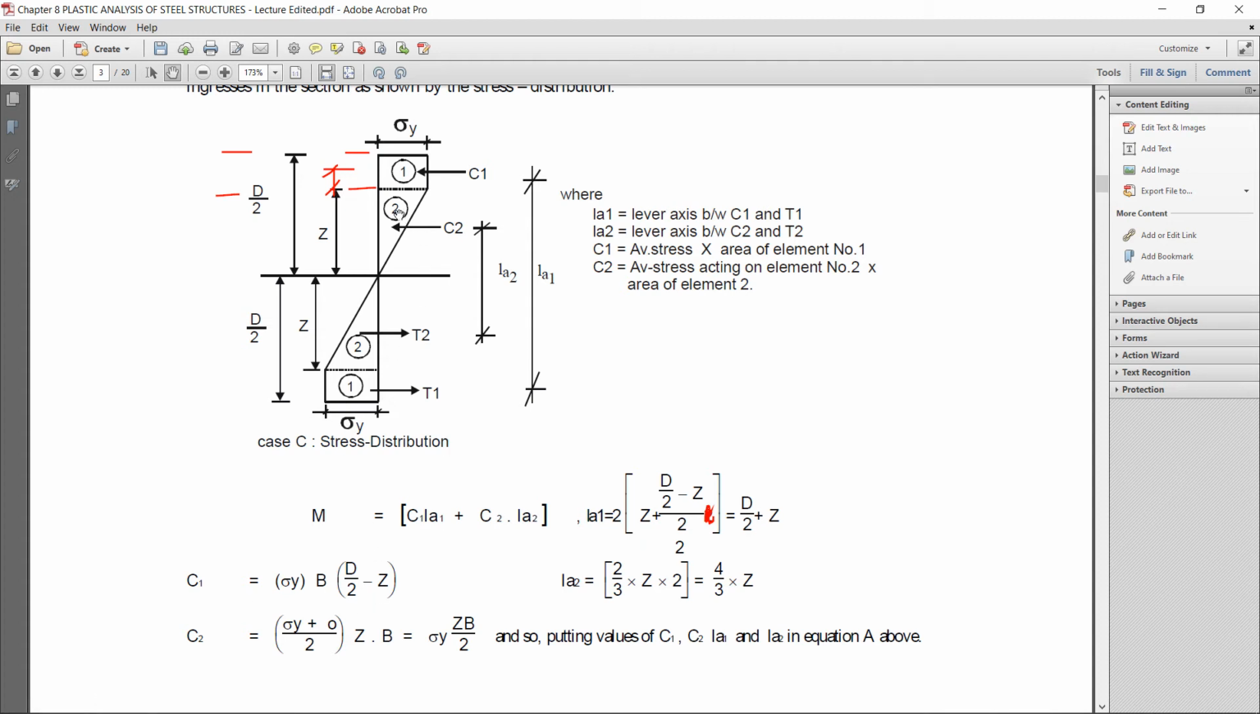And C2 for the elastic section force, okay. So here at the center stress is 0, at this point it is sigma y. So the average stress is sigma y plus 0 divided by 2, then multiplied with area. Area is width into depth, where width is the width of the section, and depth of the elastic portion is z. So stress into area, we also got C2.